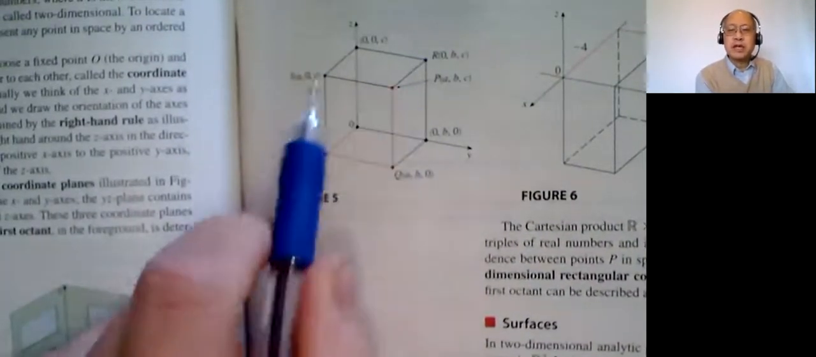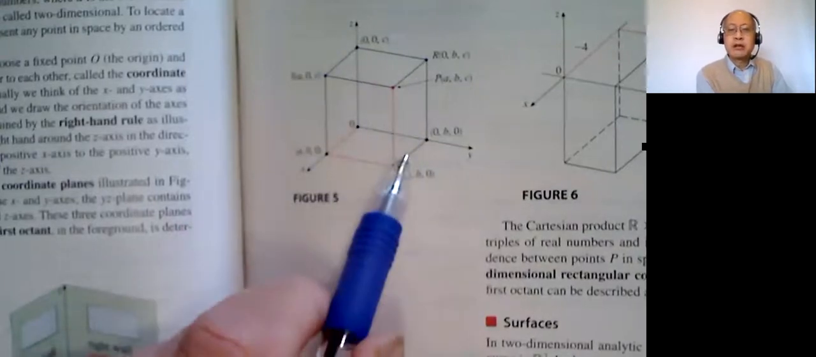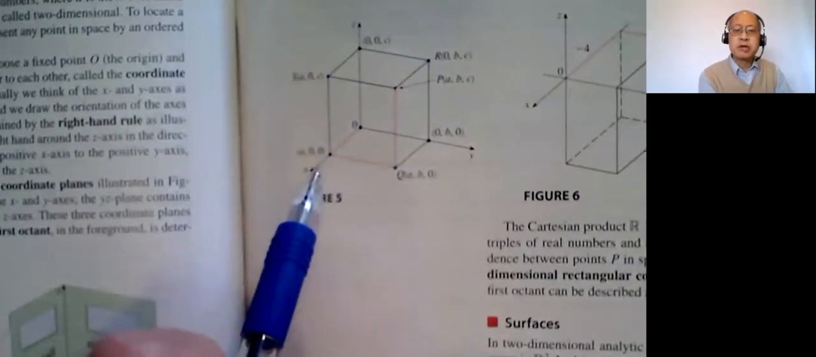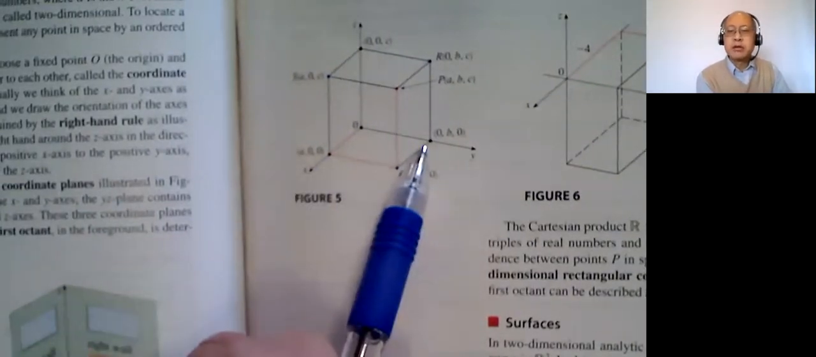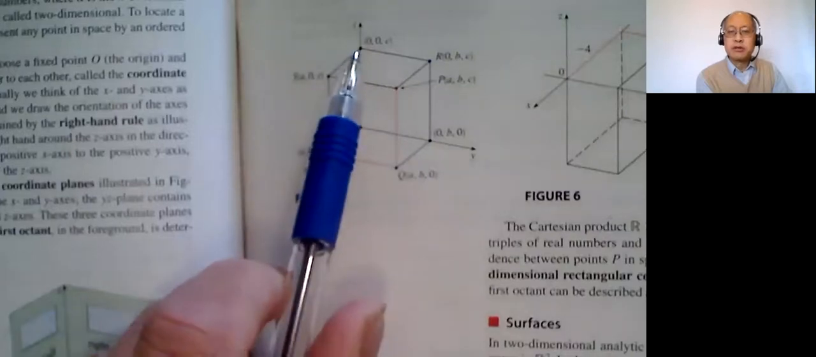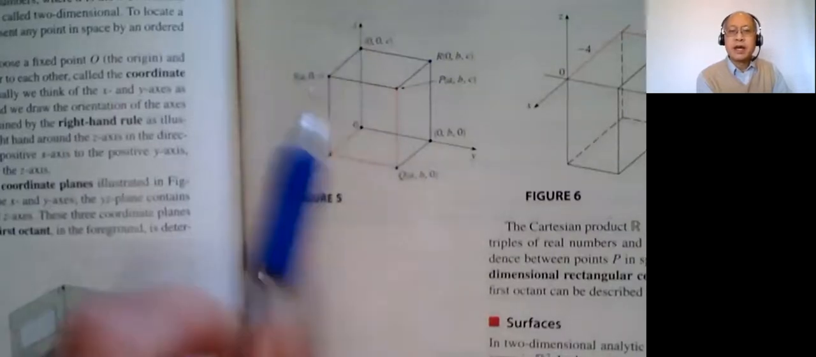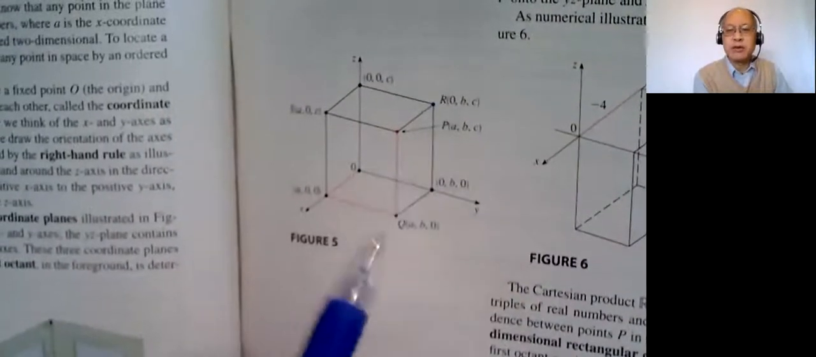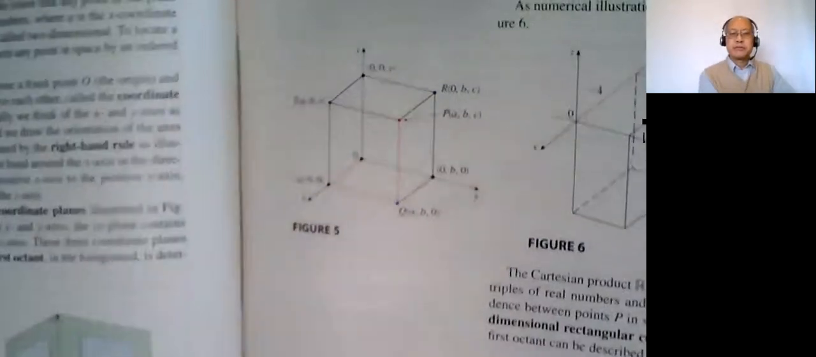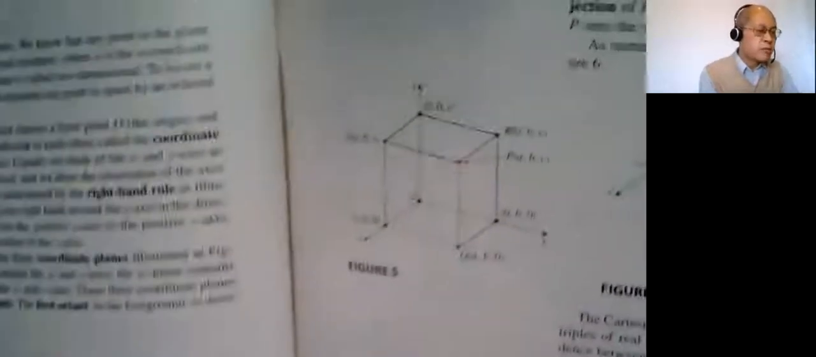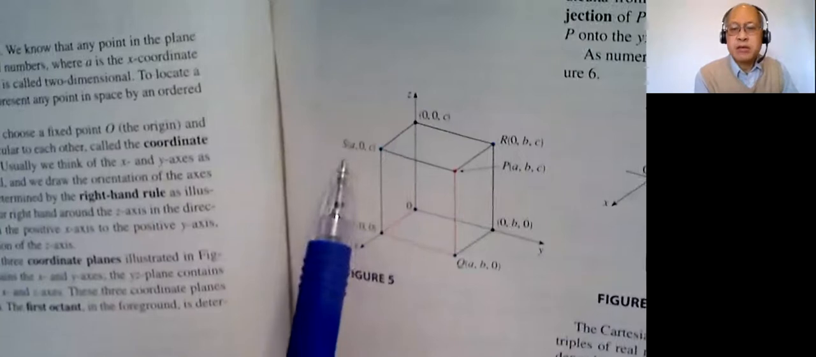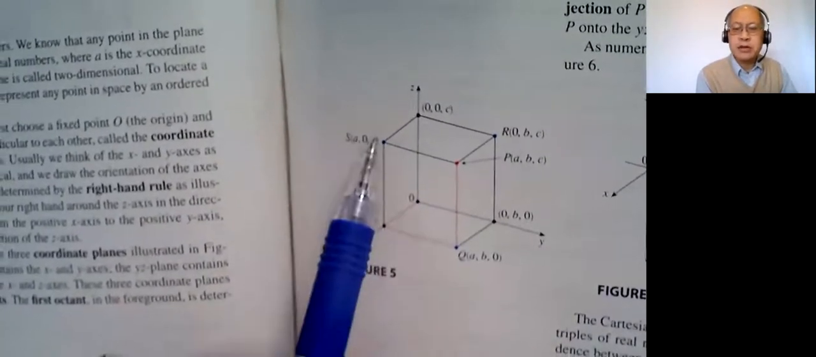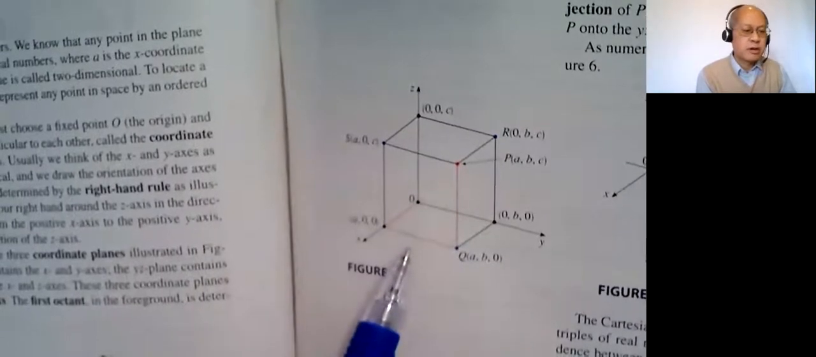Okay, so we form a box, and here are the coordinates of all the other vertices of the box. So notice A, 0, 0 is on the x-axis, 0, B, 0 on the y-axis, 0, 0, C on the z-axis. And there's all these other points, right? So that one, and that one, and that one, and so on. So for instance, this point right over here, A, 0, C. So you go A units out, you don't go anywhere left to right, and you go C up, and so forth.